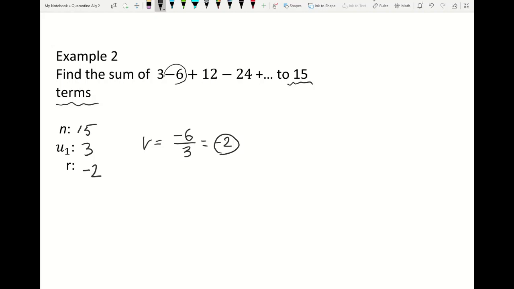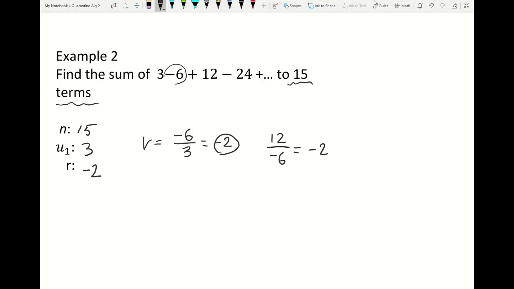Again, we don't need to do this, but if you pick 12, you could pick 12 and divide by the previous number, which is -6. 12 divided by -6 is, again, -2. Same thing. Okay, so R is -2.